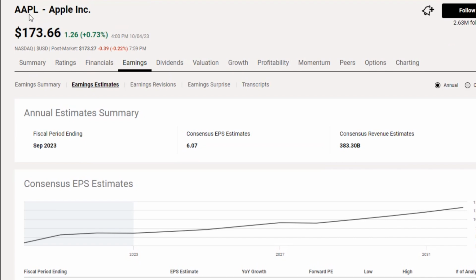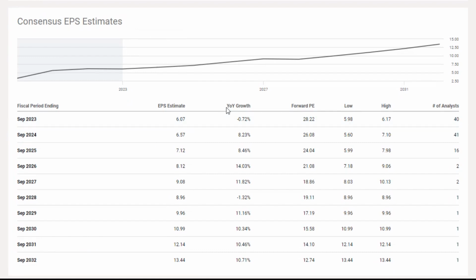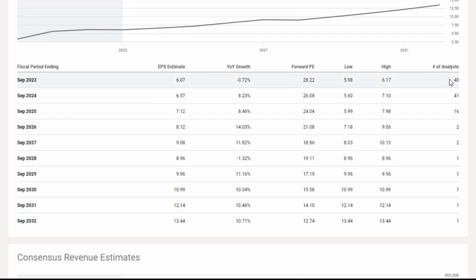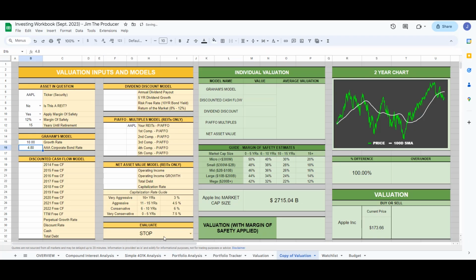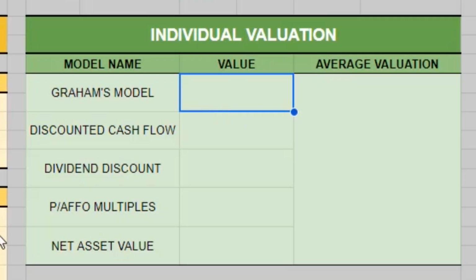So coming over on Seeking Alpha's Apple page under earnings and earnings estimates, if you come down here and you check out their estimated year-over-year growth, this is analyst estimates. They're estimating, 40 analysts are estimating a slide here by the end of September, negative 0.72. But if you go 5 to 10 years out, it looks like we're averaging about a 10% earnings growth per year over the next 9 years. So we will use 10. And again, we can play around with the numbers. Once we click go here and we see what the valuation is, we can play with the numbers and see what we get.